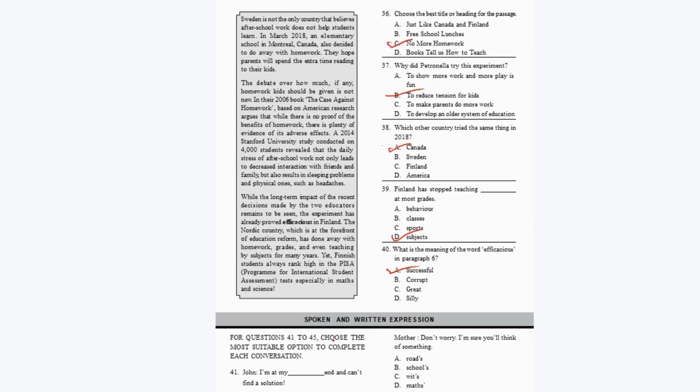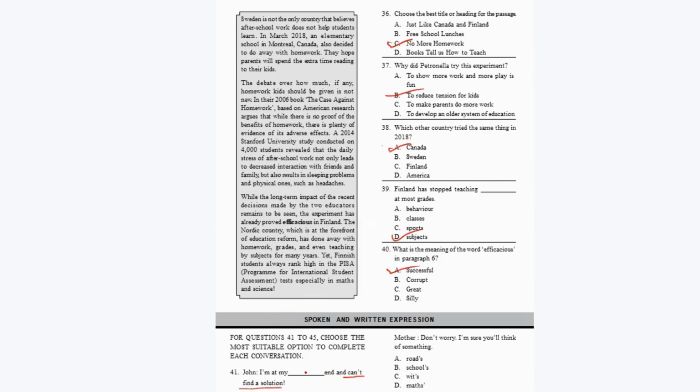For questions 41 to 45, choose the most suitable option to complete each conversation. John, I'm at my dash and can't find a solution. Mother, don't worry, I'm sure you will think of something. So here you are not able to find a solution. Okay, so it's not able to find a solution. It must be, I am at my wit's end.